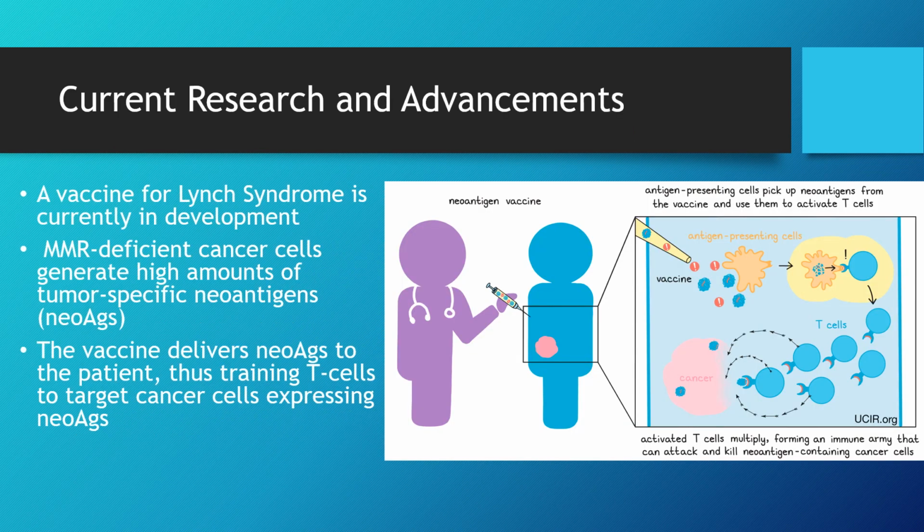Briefly about the current research and advancements that have occurred in the last few years, there is a vaccine for Lynch syndrome that is currently in development. Mismatch repair deficient cells actually generate high amounts of tumor-specific neoantigens, known as neoAGs. So this vaccine aims to deliver these neoAGs to the patient through injection, and it trains the T cells in our body to target cancer cells that express these neoantigens, so that once these cancer cells start developing, the T cells are able to take care of them much earlier in the process.